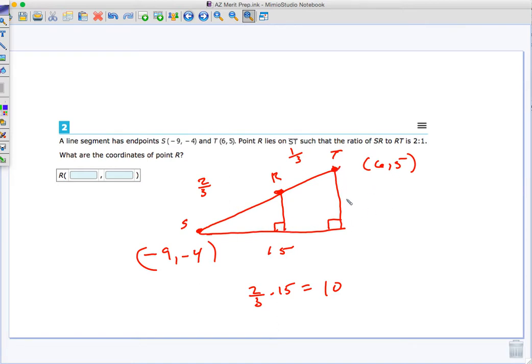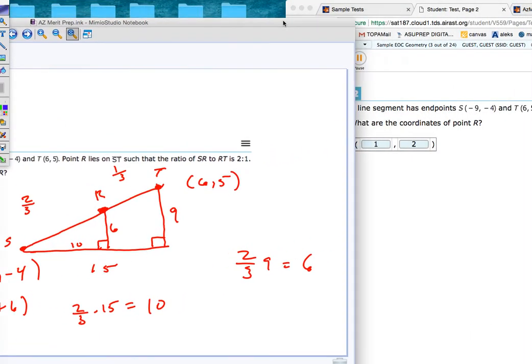And then this value here from -4 to 5 is 9 units. 2/3 of 9 is going to be 6. So we're going to go over 10 and up 6 to get to point R. But remember, we're starting at point S. So we have -9 plus 10 and -4 plus 6. So our new ordered pair is going to be 1, 2. But let's go ahead and check this answer.